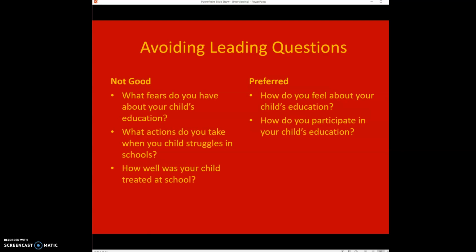Another one was, how well was your child treated at school? This phrase assumes that their child was treated well. That's not necessarily true all the time, so we want to make that much simpler and simply say, how is your child treated at school? So there are very subtle things that make a difference, but we don't want to set them up to think that they should feel a certain way about their child's education.